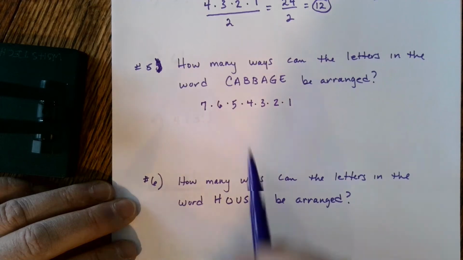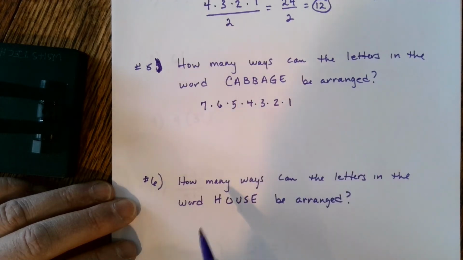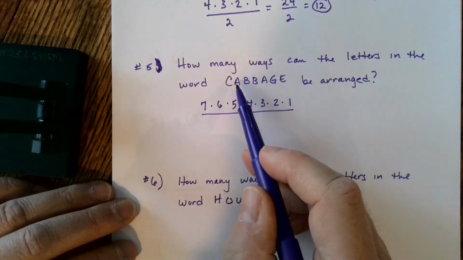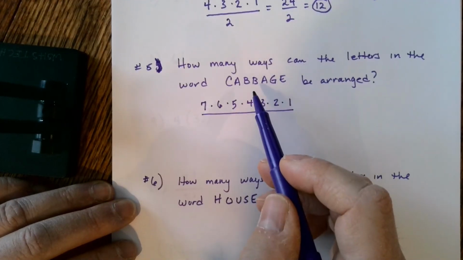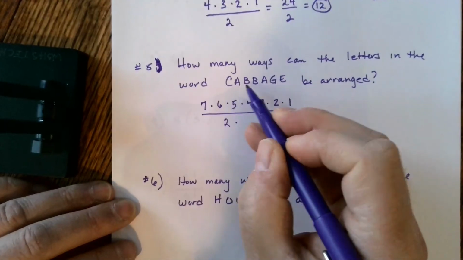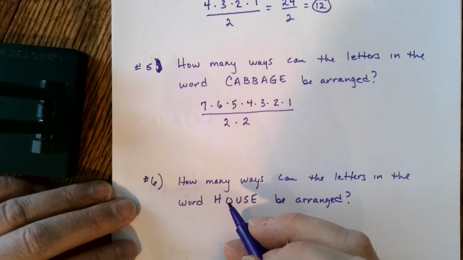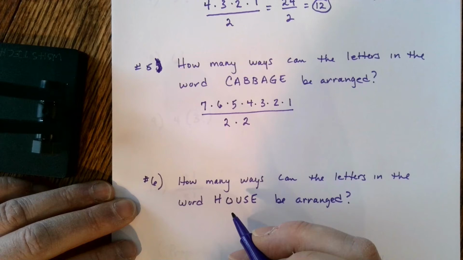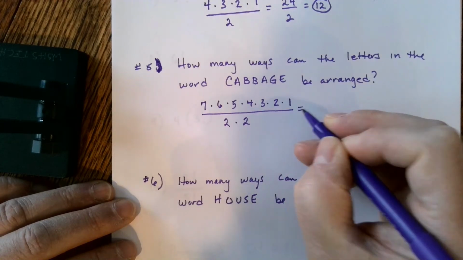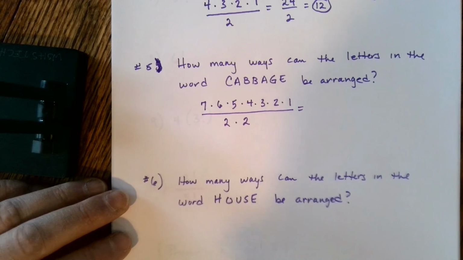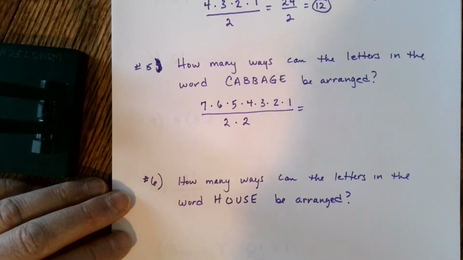That would account for every possible letter in the word cabbage. However, we now know that we have to divide out the letters that are repeating. You see there's 2 A's, so we're going to divide by 2, and there's 2 B's, and we're going to divide by another 2. If there had been 3 B's, we'd have put a 3 in the denominator. And so now to calculate what we have here, using your calculator, you can just simply type in 7 times 6 times 5 times 4 times 3 times 2 times 1.